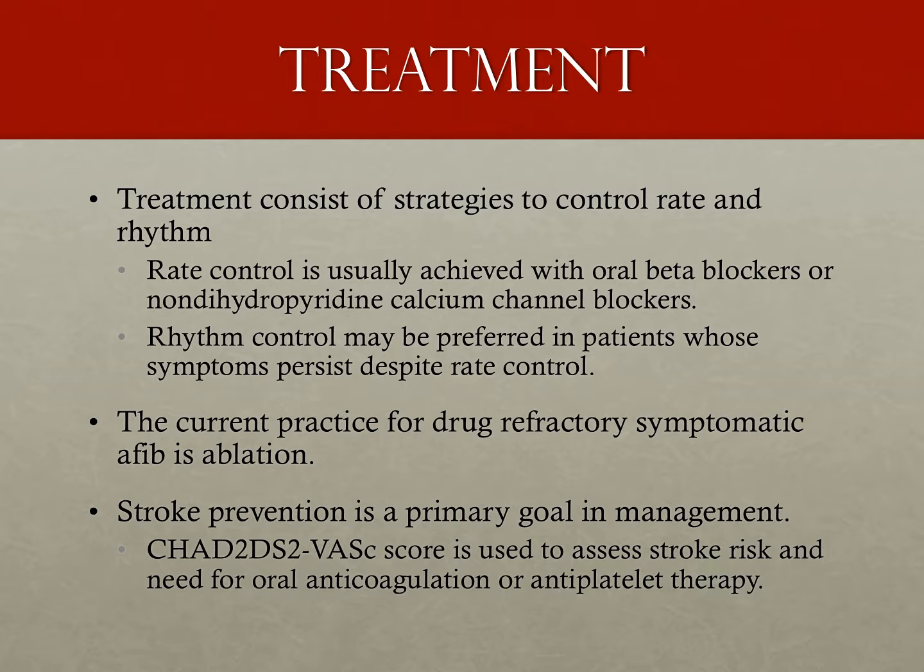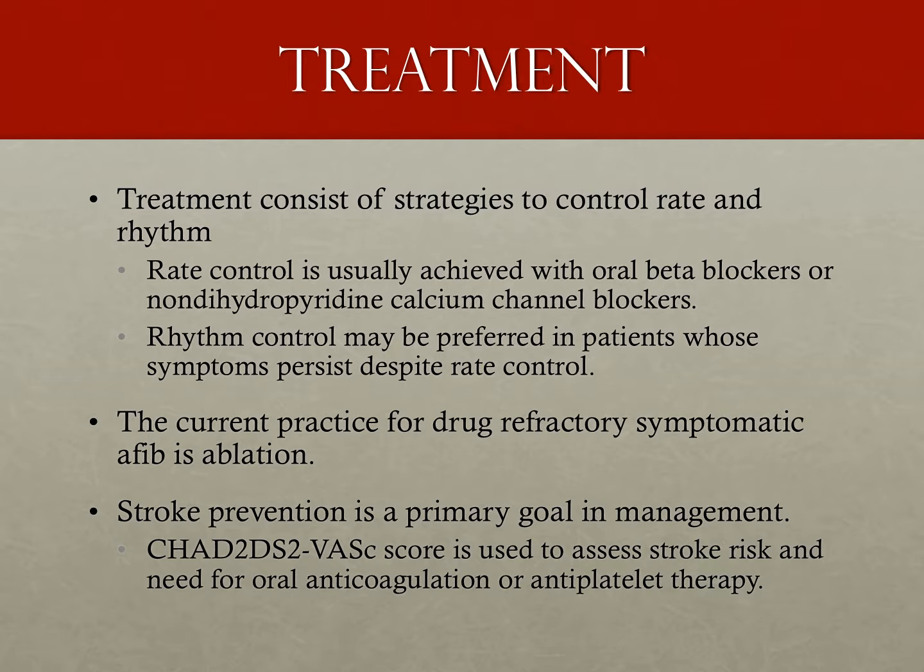Stroke prevention is an important primary goal in management of AFib. To look at the stroke risk of patients, we use the CHA2DS2-VASc score. This score takes into account risk factors and gives them a score of 1 or 2. Congestive heart failure, hypertension, diabetes, vascular disease, age 65 to 74, and the female sex all get 1 point. Age greater than or equal to 75 and a history of stroke or TIA gets 2 points.